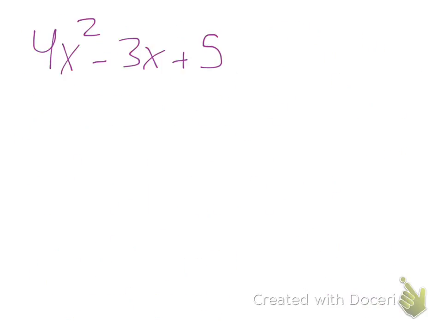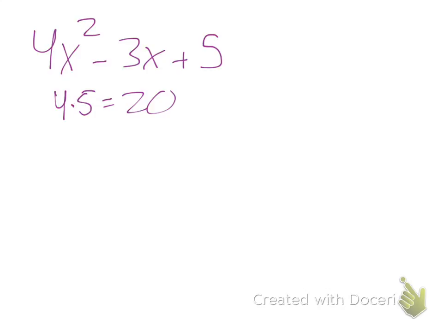So now we have to factor this one. This one is not factorable. They call it prime when it's not factorable. This method is really kind of nice. If it's not factorable, we're going to be able to find that right away. So we still go through the same process. What's a times c? 4 times 5, which is 20.